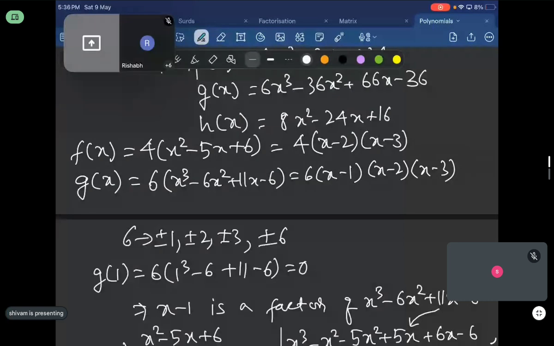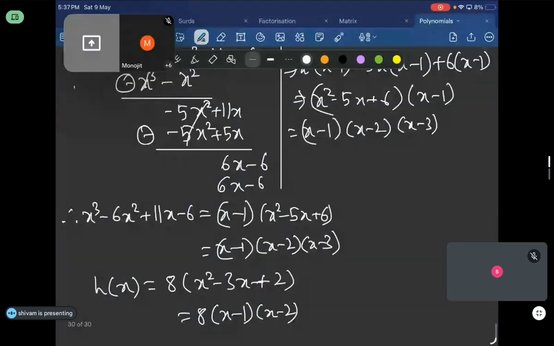Now step 2, we need to find the HCF of the numerical factors. What is the HCF of 4, 6 and 8? Tell me. 2. Therefore HCF will be equal to 2 into. Now, which one is the common linear factor? X minus 2. So this is our HCF, 2 into x minus 2.